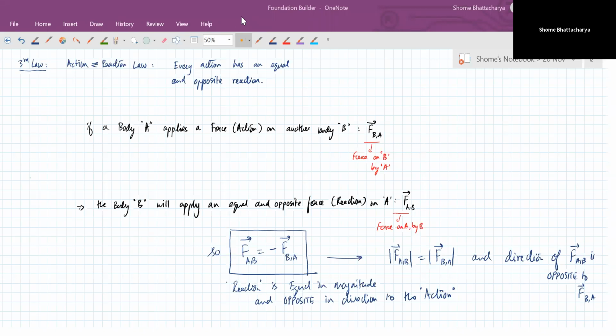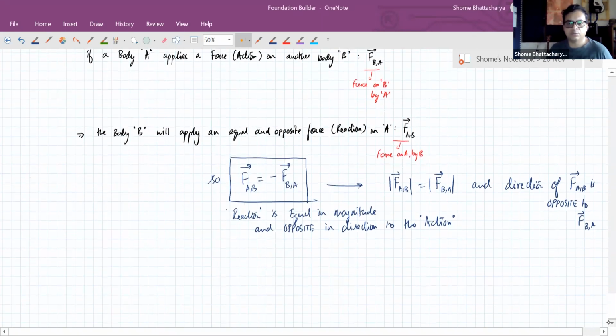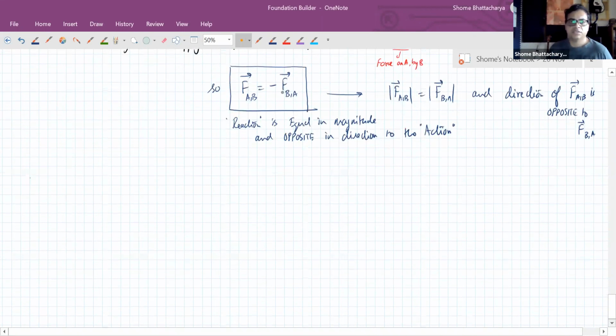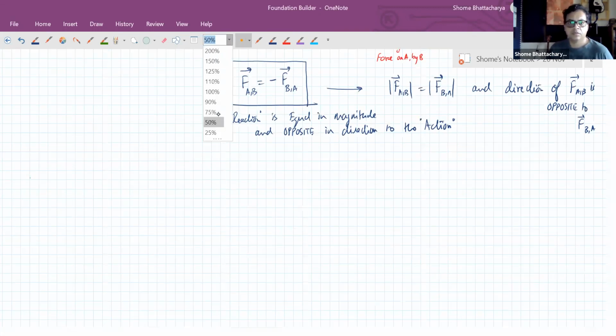Okay, so let's understand this in context of some physical examples. These laws can be applied to a single body, a system of bodies, anything in general, groups. That's correct.